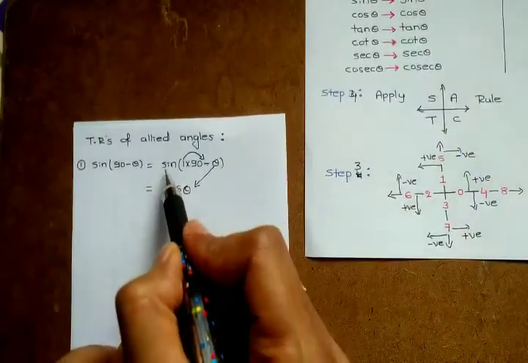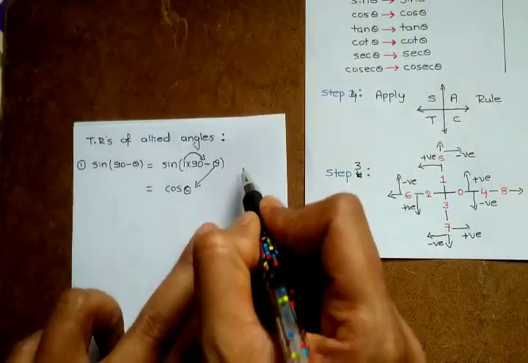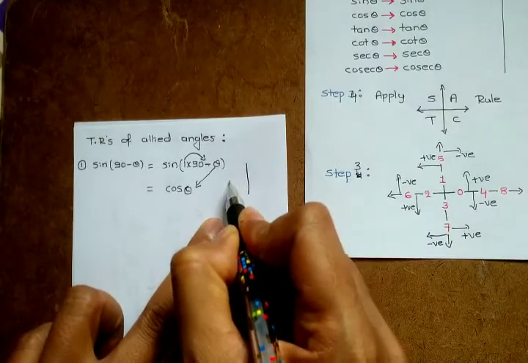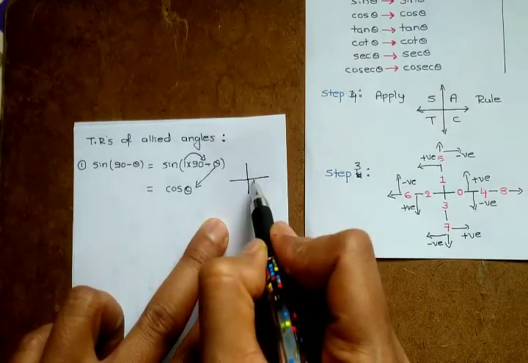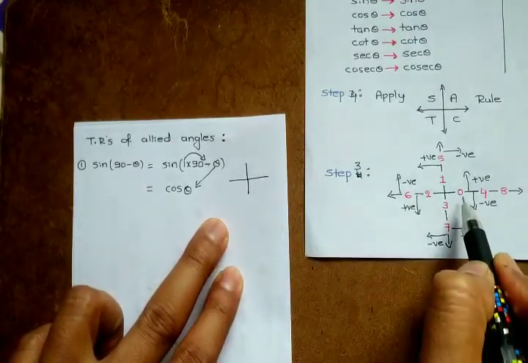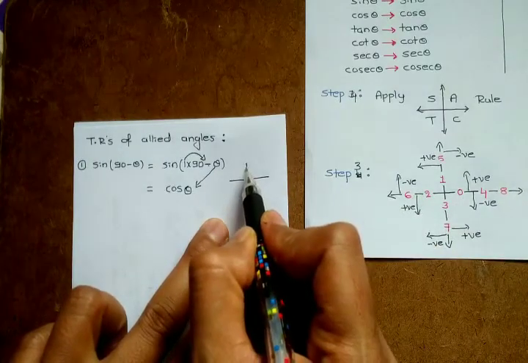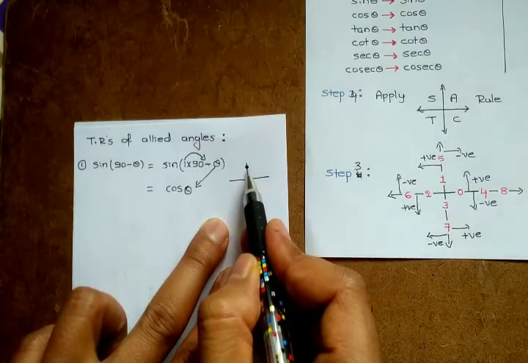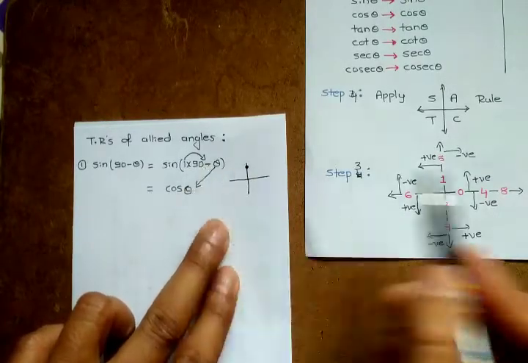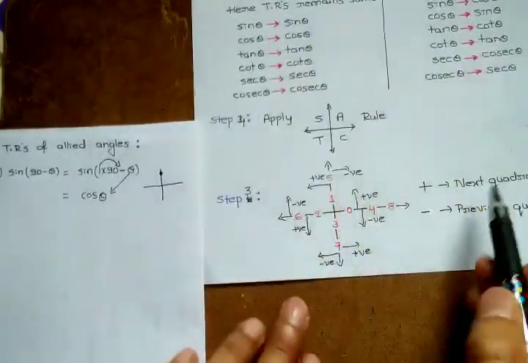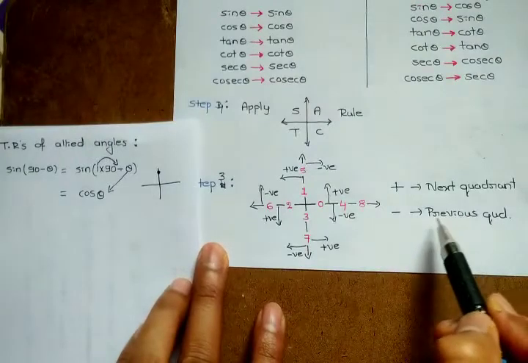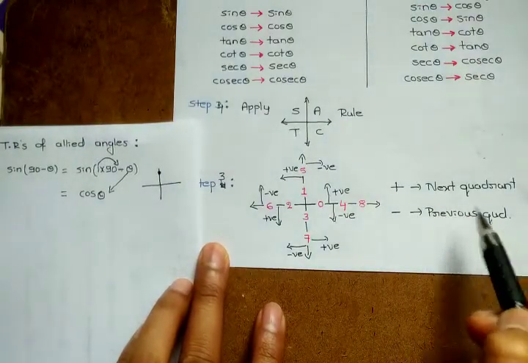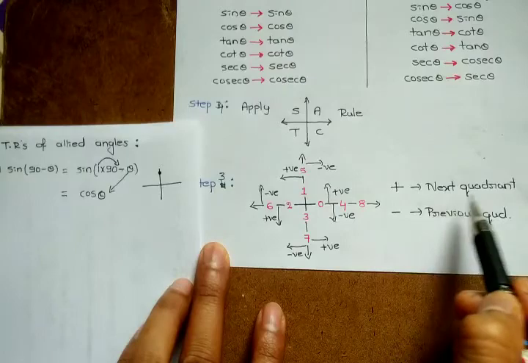So next, sin of 90 minus theta. Beside it, draw a plus sign. Start with 0, 0, 1. The 1 means it comes exactly here, but here 1 minus is there. What I said: if minus comes, it goes to the previous quadrant; if plus comes, it jumps to the next quadrant.